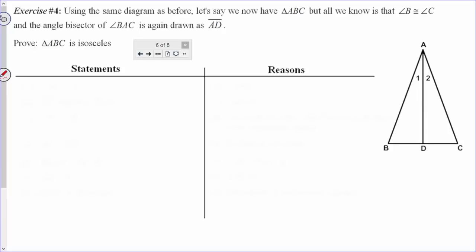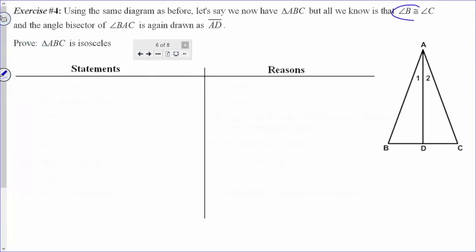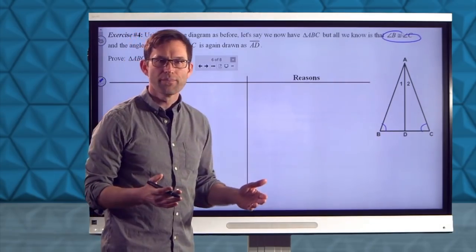Using the same diagram as before, let's say we now have triangle ABC, but all we know is that angle B is congruent to angle C. Let me go back to blue and mark my givens, that angle B is congruent to angle C. And the angle bisector of angle BAC is again drawn as AD. All right?